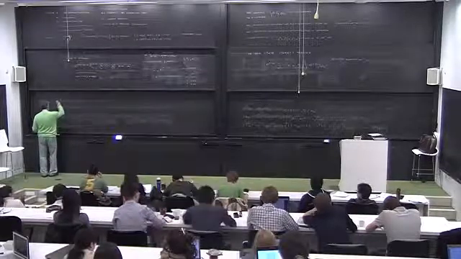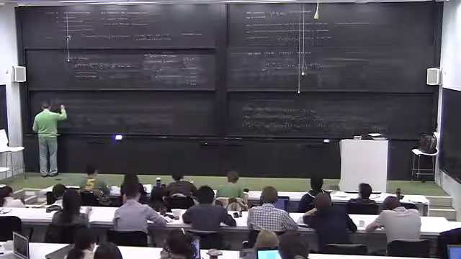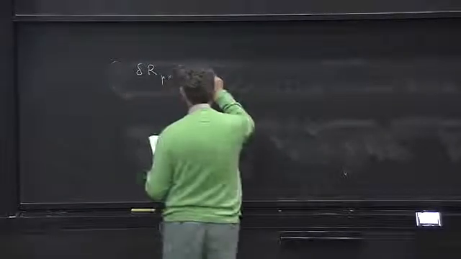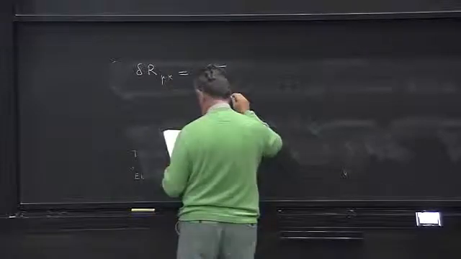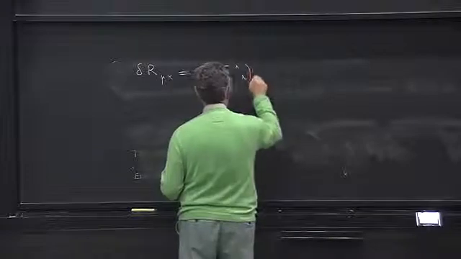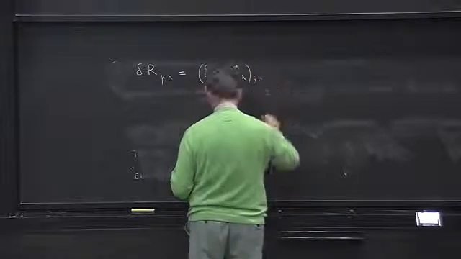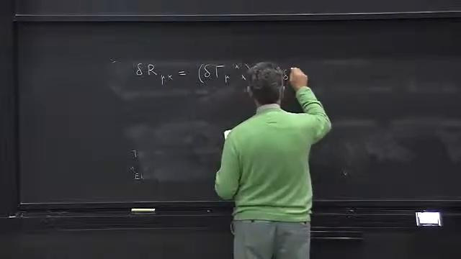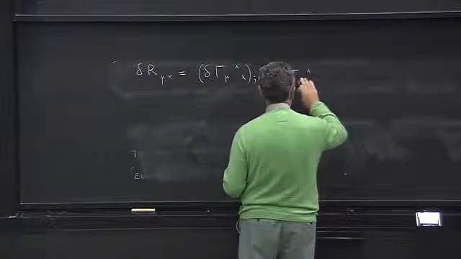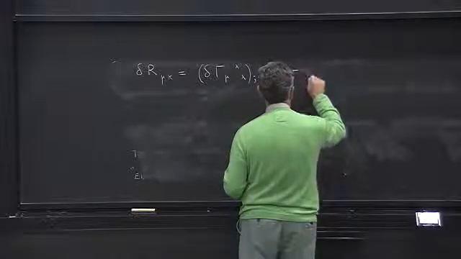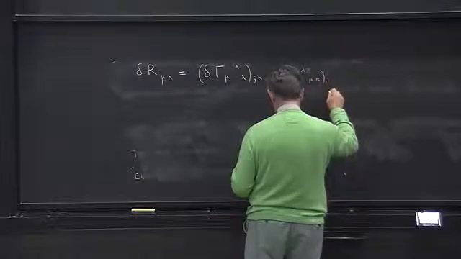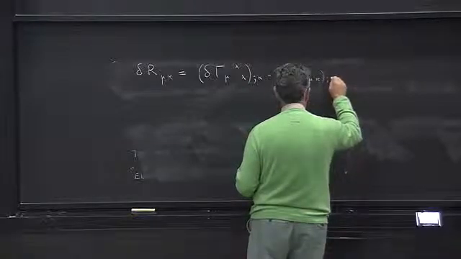So the variation of the Ricci tensor, mu kappa, can be written as the variation of gamma, mu lambda lambda semicolon kappa minus delta gamma mu lambda kappa semicolon lambda.